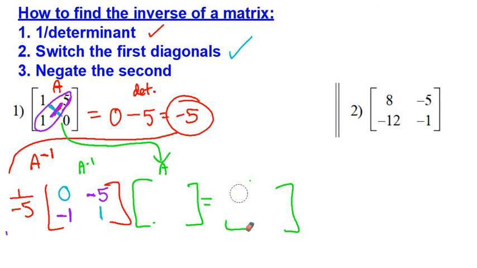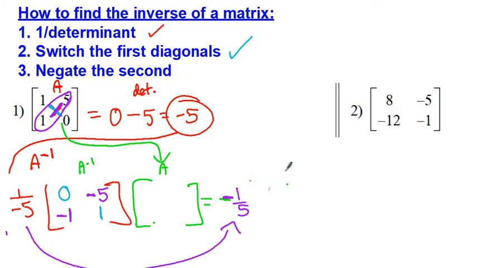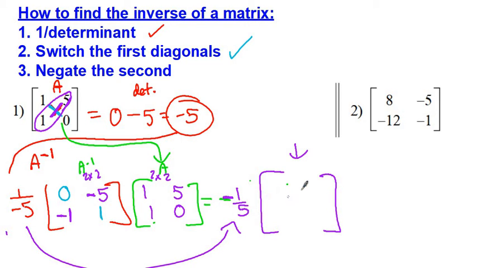Actually, before we do that, one thing I want to mention, notice that negative 1/5 outside, I'm going to save that till the very end. So I'm going to put the negative 1/5 right here. And the first thing we're going to do is just get this thing by multiplying this 2 by 2 matrix times that 2 by 2 matrix. I'm just rewriting the matrix A right there, 1, 5, 1, 0. And let's do our multiplication like we've done before.